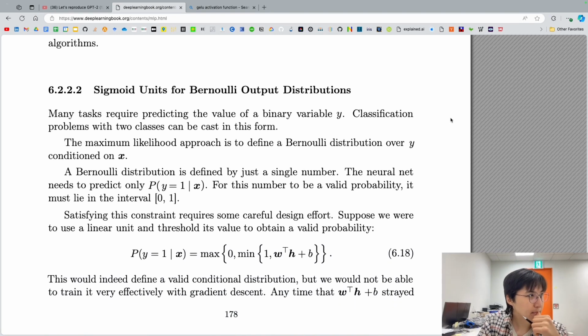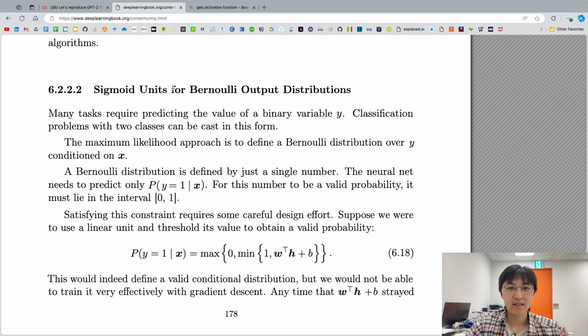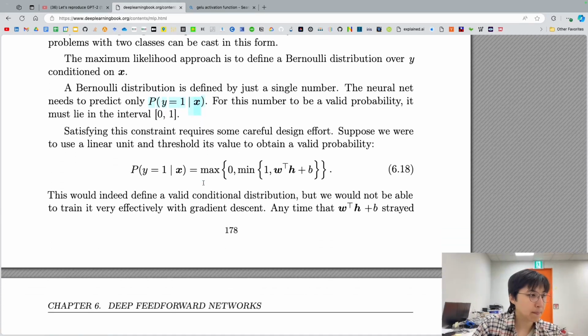And sigmoid units are for binary classification. Sigmoid units, as you know, we just need to find the probability of one classification where y is equal to 1, and by finding this probability, we just get the output of this sigmoid unit for the result of this binary classification.